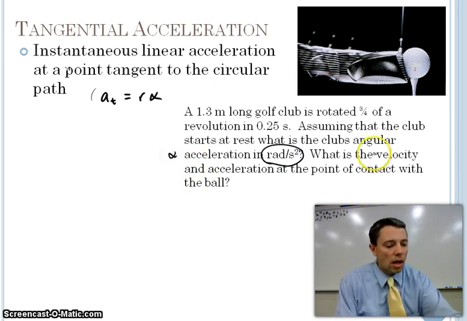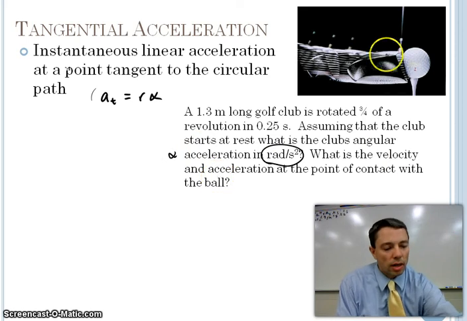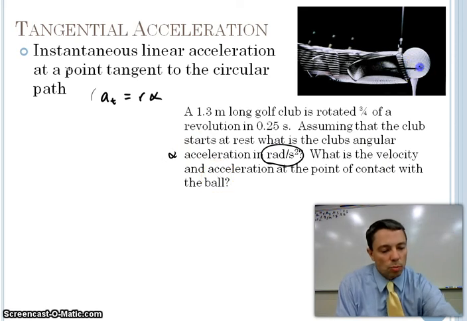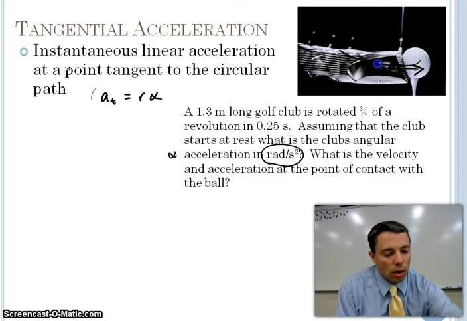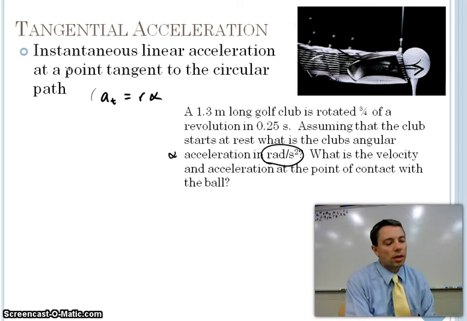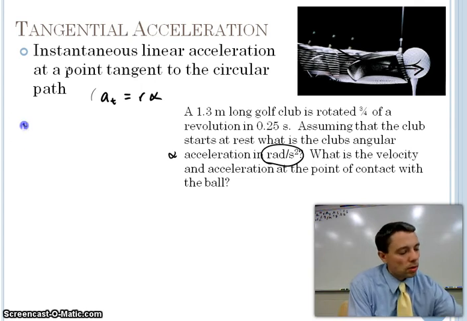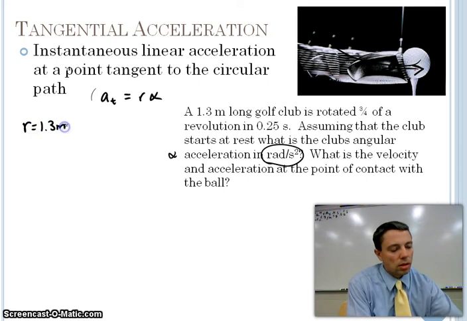And then what is our velocity and our acceleration at the point of contact? In other words, at this point right here, at the tangent to our rotation. So we're going to look at it in terms of the tangent of the rotation. All right, so we got a couple of problems that we want to work with here. First is that I know that my radius is equal to 1.3 meters. So that's the club length, and it's being rotated around my hands.